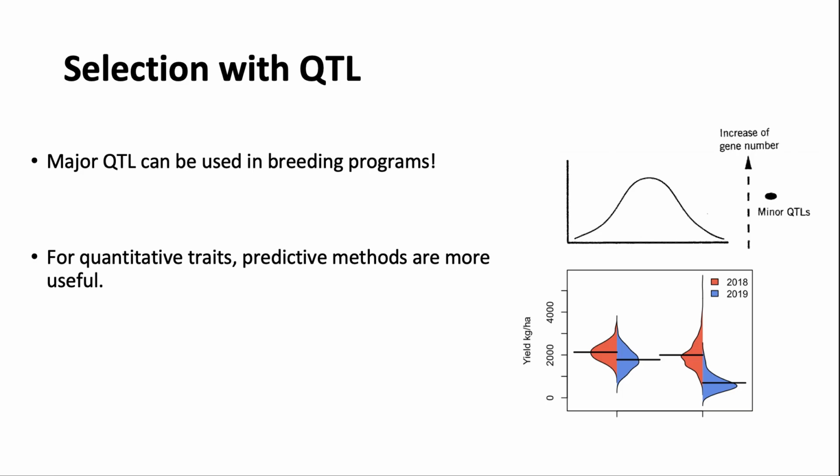And after that, if you think that maybe you are going to have 100 markers or more that are in LD with different QTLs, the implementation of marker assisted selection with that number of markers is going to be challenging as well for the plant breeding pipeline. So that is why predictive methods are maybe more useful for quantitative traits, and that is why in the next video we're going to start to talk about genomic prediction. So this is the end of this video.